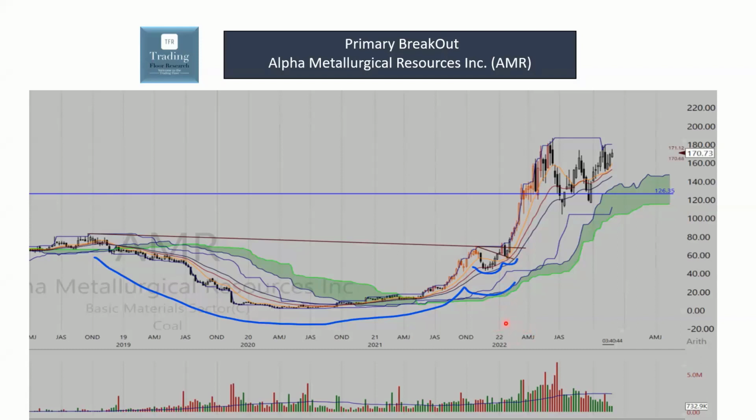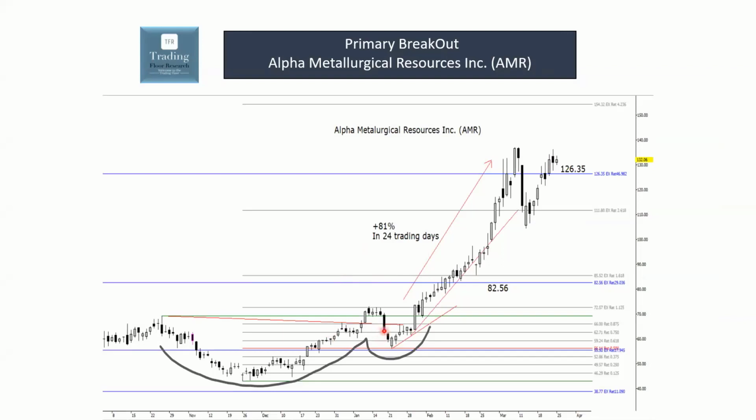So here we go. We've got our buy signal in the industry group. This stock gives me the buy signal. And what do we get? In a market that is declining, in 24 trading days, a little more than a month, we get an 81% return on this thing, right up to my Fibonacci target area of 126, coming right in. Actually, after it pulled back from there, it even went further at that point. But that was pretty much my trade, a primary breakout in a horrible market.